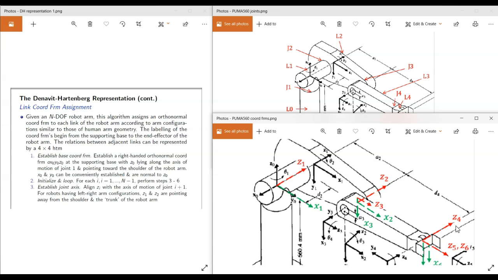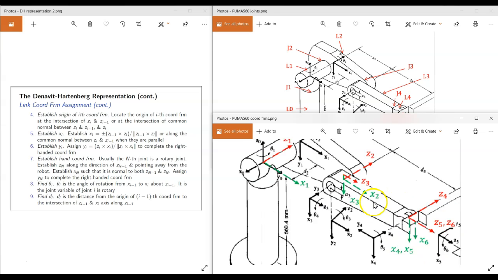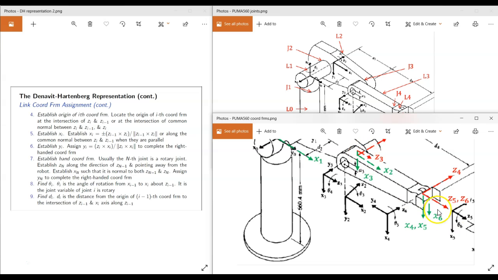What is next? We have to locate the origin of coordinate frame 4. It is the intersection between Z3 and Z4. It is at this point. All right. So next, X4 is the cross product between Z3 and Z4. It can be positive or minus. So if we take Z3 and Z4, we find the cross product. We find X4 to be either downwards or upwards. So we chose downwards. So this is my X4.